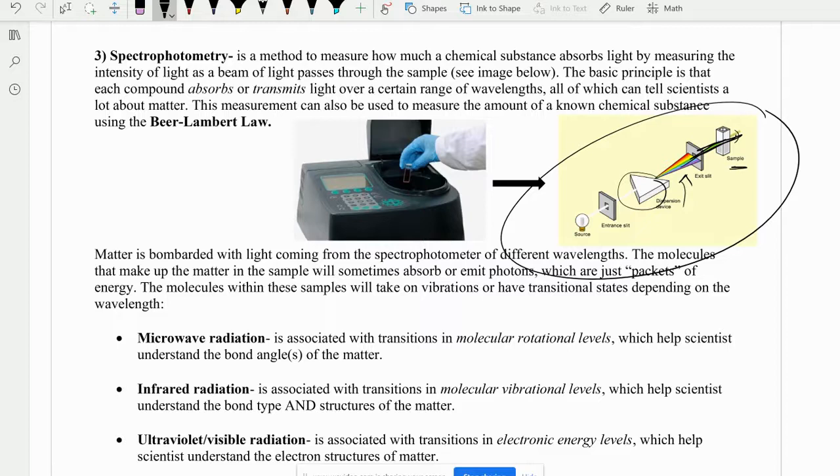And so basically the principle behind this, you guys, is that compounds are going to absorb or transmit light over certain ranges of wavelengths. And so one thing that you're going to need to prepare yourself for and get comfortable hearing is something called the Beer-Lambert law, okay? And this is basically where we can measure the amount of a known chemical, so we know a substance with a known concentration, and we can actually use the Beer-Lambert law to determine the concentration of a substance that we do not know the concentration of.